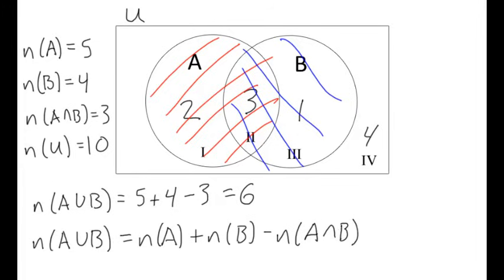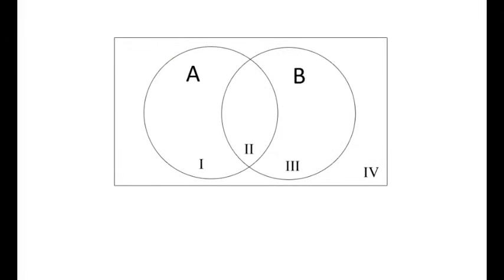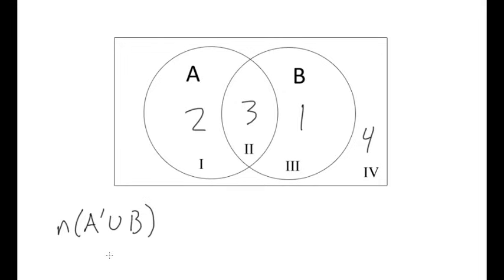Let's look at another example of a Venn diagram problem using the same numbers as we had before. So set A had 2 in region 1, 3 in region 2. Set B had 1 in region 3, and then we had 4 in region 4. Let's say we were asked to find the number of elements in A complement union B.